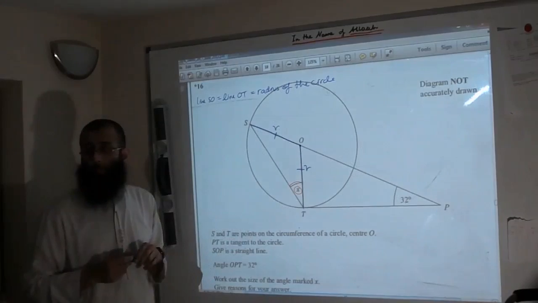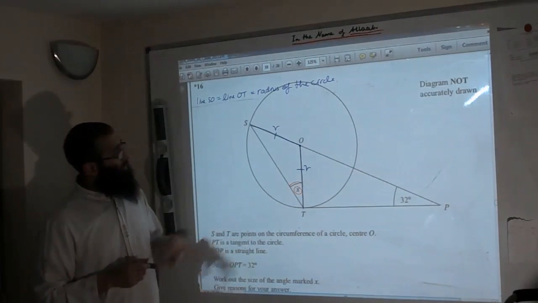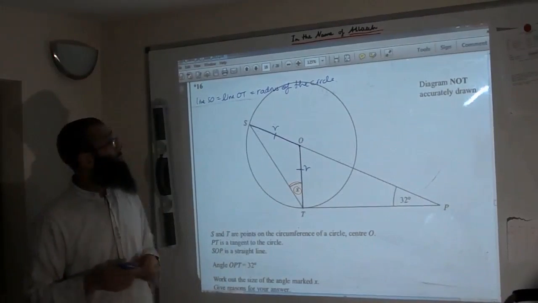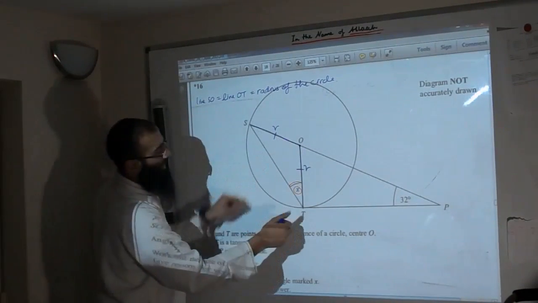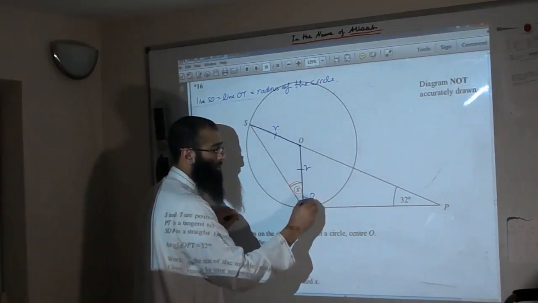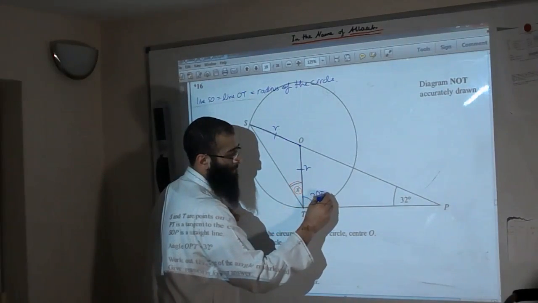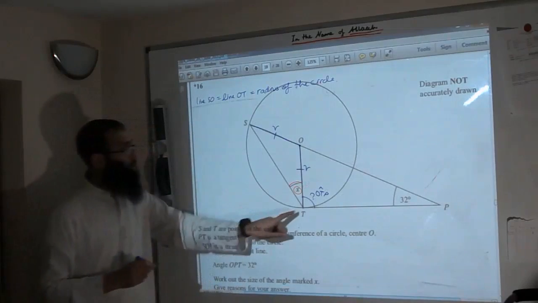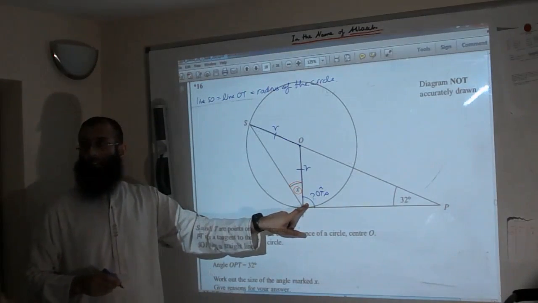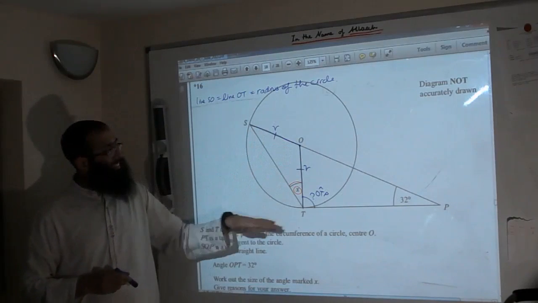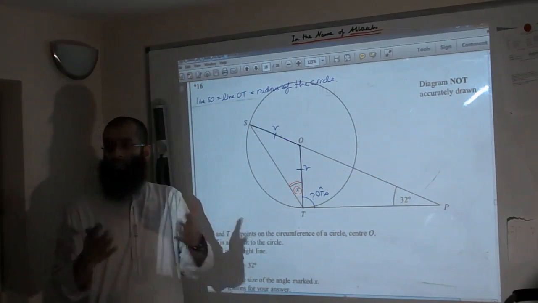Now, what happens when a radius meets a tangent? What's the rule for that? So what's this angle here? This is OTP. Okay, what's the angle OTP? 90. Why is it 90? Because when a radius meets a tangent, it always meets at 90.